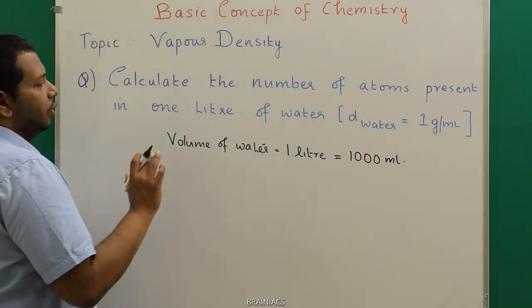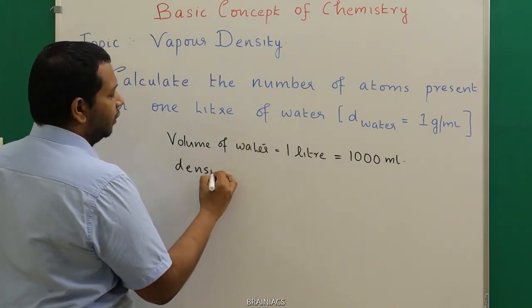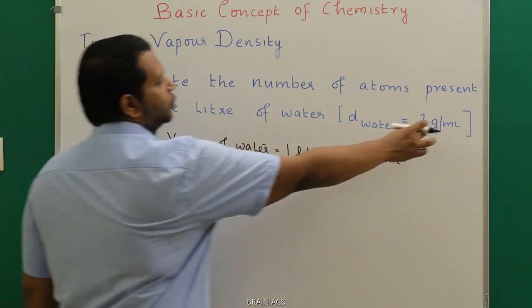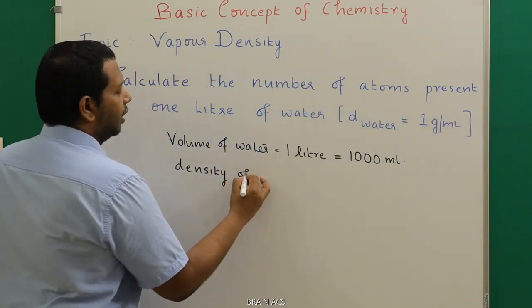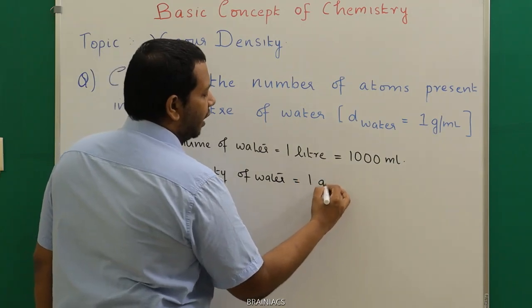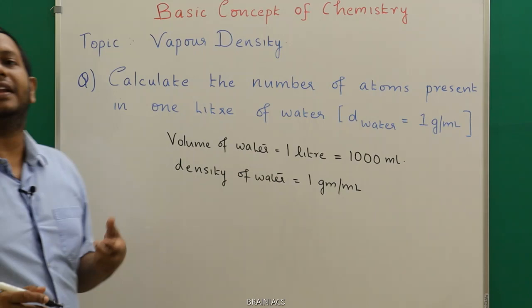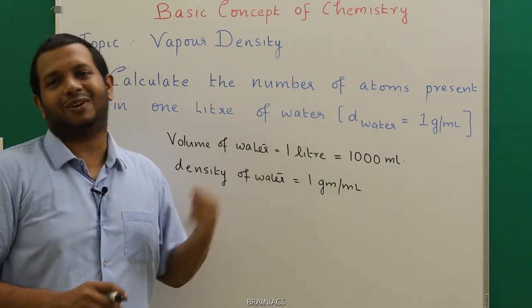Now we know the density of the water also, that is given in the question, and if it is not given also you should take it. This you should remember usually, 1 gram per ml. Okay, so density of the water we know that is 1 gram per ml. Now from these two we can calculate the mass of the water. That is what is important.